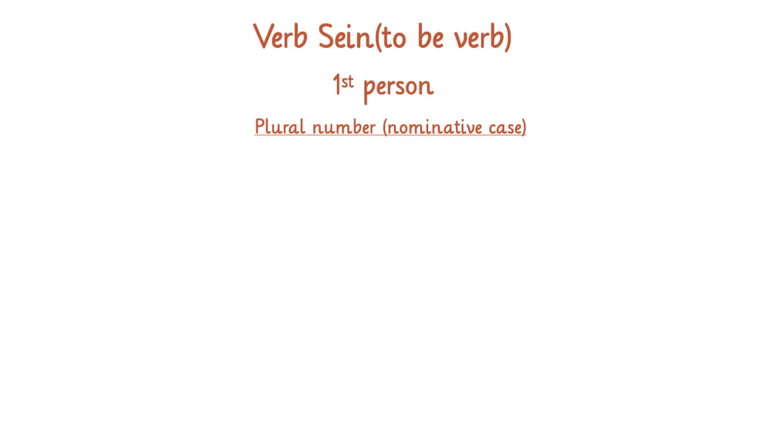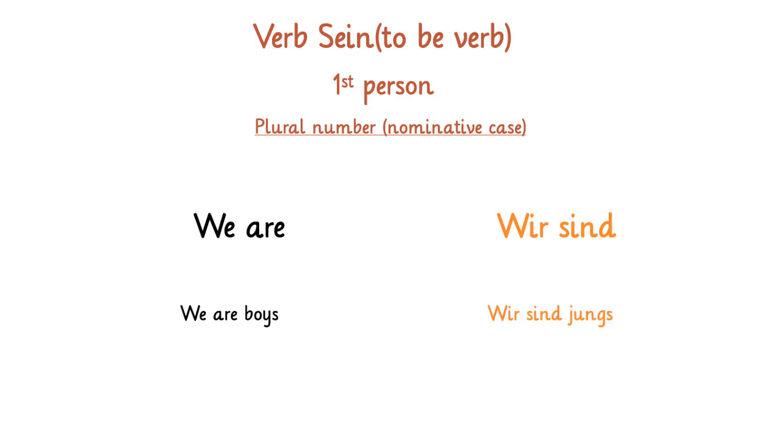Now we are moving to our next page. And we have first person plural number. And in English we say we are, and in German we say wir sind. For example, we can say we are boys. And in German we say wir sind Jungs. Here boys means Jungs.